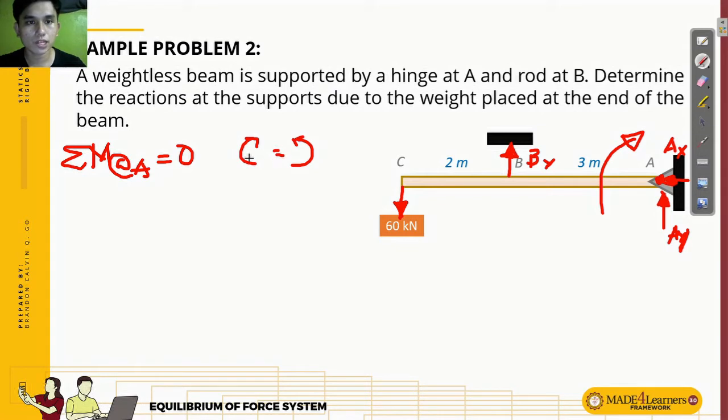So, it is on the left side. We have By times its moment arm about A, 3 meters. The line of force is, of course, the applied force of 60 kN. The 60 kN force, about point A, will rotate counterclockwise. So it is positive.